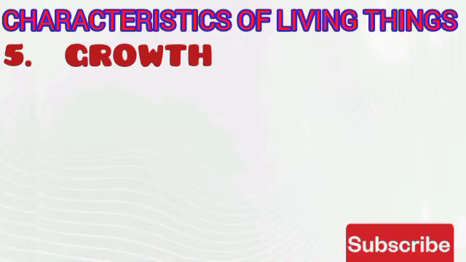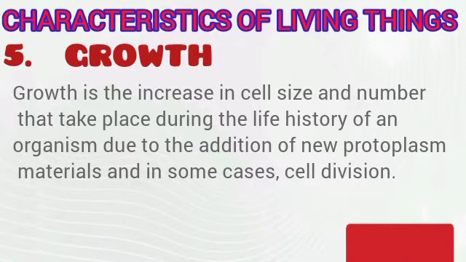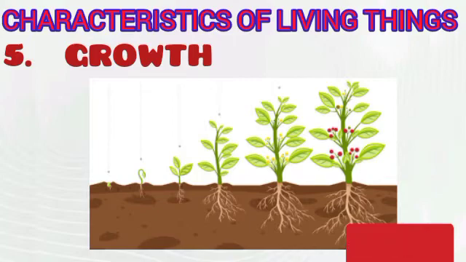The next characteristic on our list is growth. Growth is the increase in cell size and number that takes place during the life history of an organism due to the addition of new protoplasmic material, that means new cell material, and in some cases growth is due to addition of cells, usually through cell division. From the image being displayed on the screen, you can see growth from the infant stage and gradually towards the mature stage.